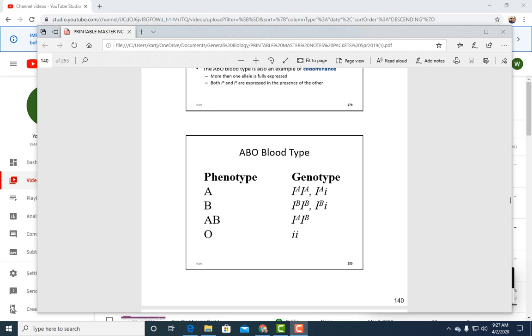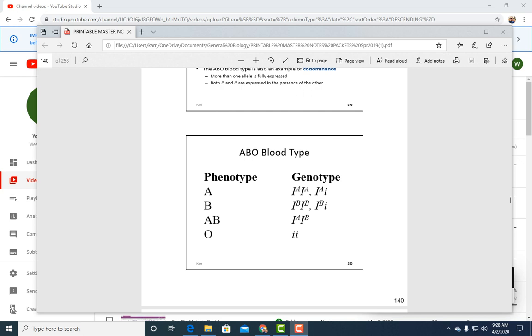So a person can be heterozygous for blood type A, which means they have the A allele and the absent allele, or the O allele. Or they could have both A alleles. So homozygous dominant, heterozygous. The same thing with B. You can be homozygous dominant or heterozygous.